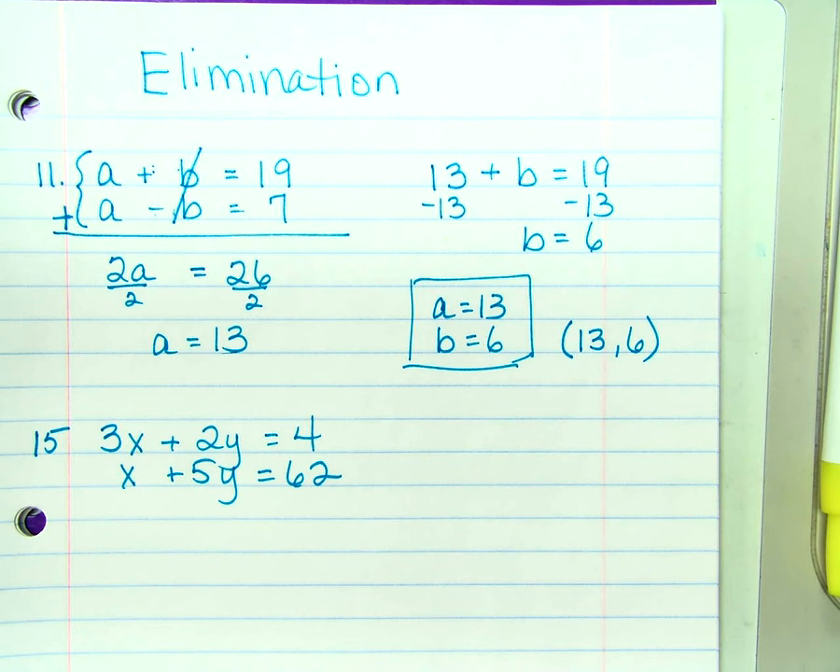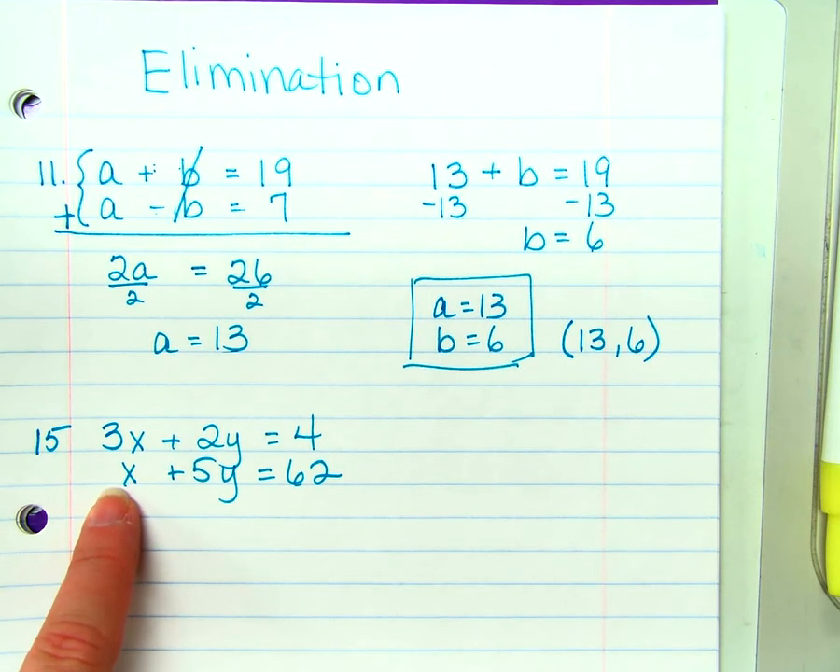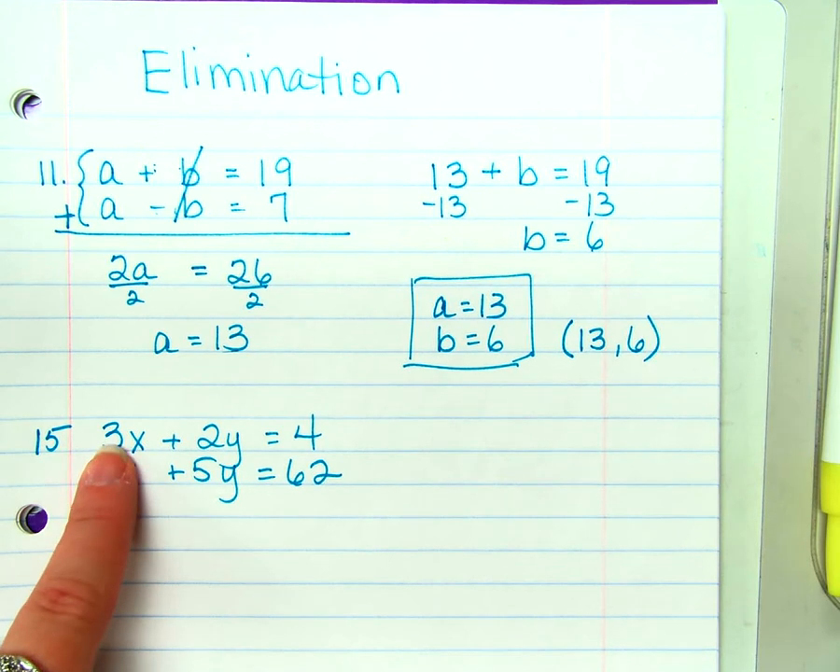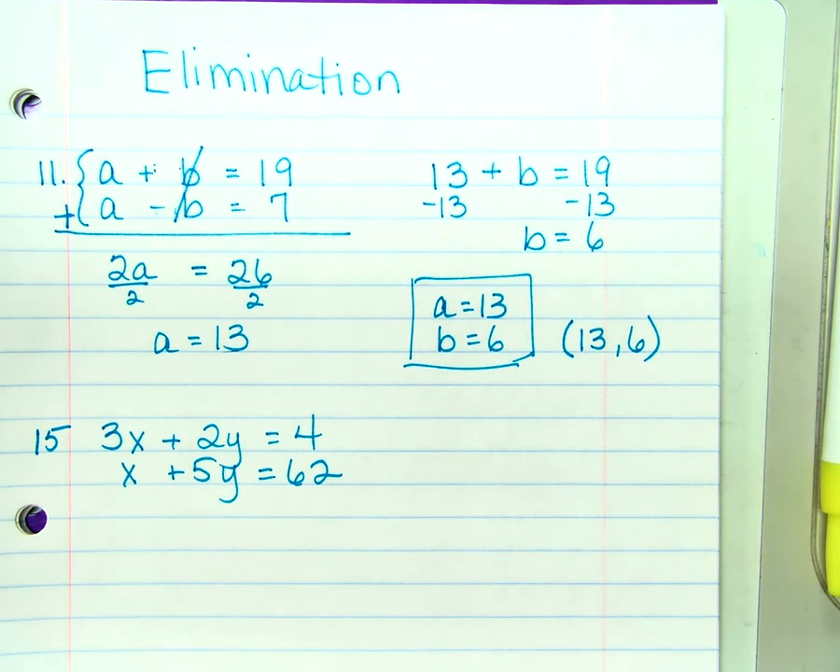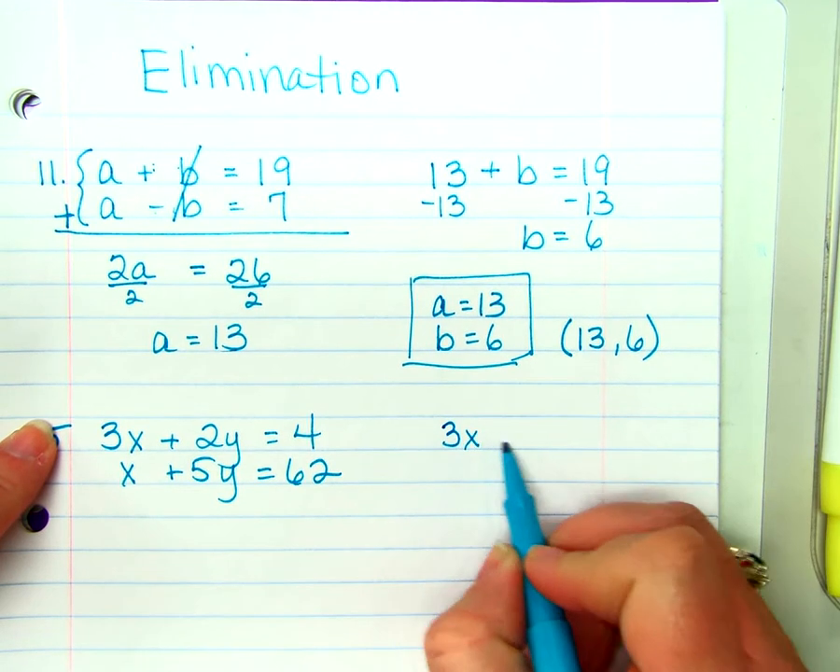So we have to manipulate the problem, being very careful not to change the value of the problem, to make it easier on ourselves. What if this coefficient right here was a negative 3? Would that make things easier? If this is a positive 3 and that's a negative 3, hopefully you see that that would make things easier for ourselves. So I'm going to rewrite the top equation.